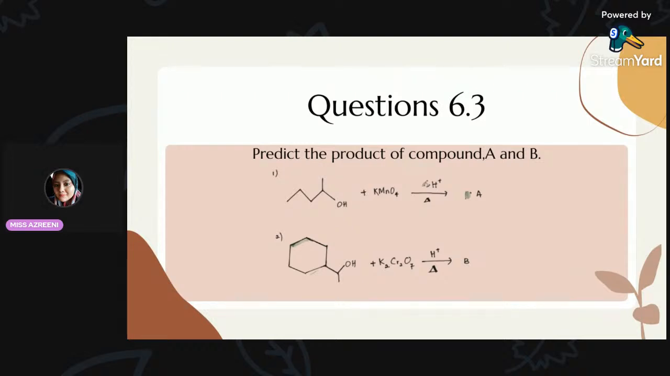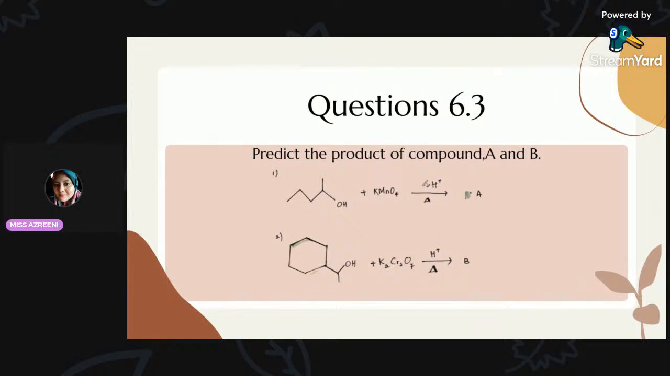Okey, sambil-sambil ni, grup Ifah dan Alia ni boleh send kat saya video 6.3 kalau ada. So you hantar dua-dua kat saya 6.3 ni. Okey, kalau hantar yang 6.4. Okey. So boleh cuba jawab kat sini apa jawapan dia yang betul.